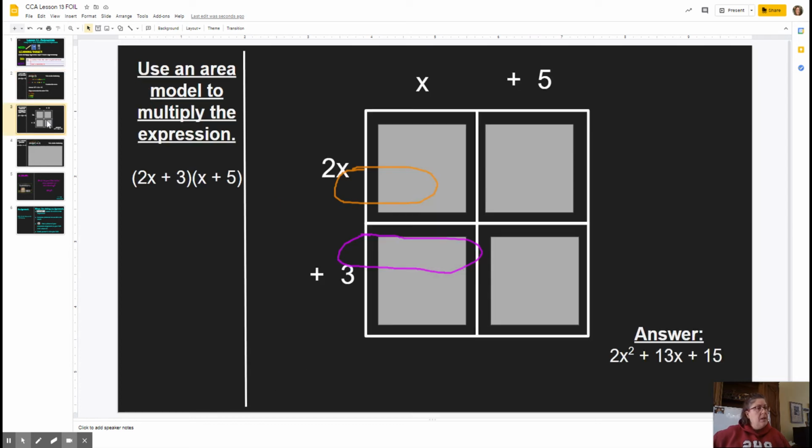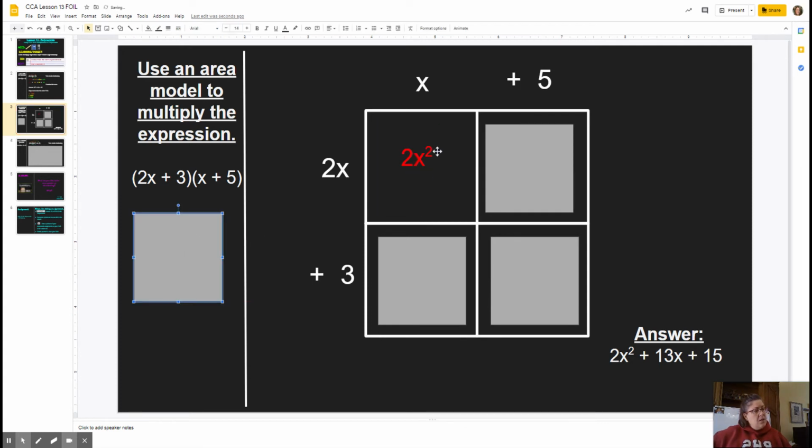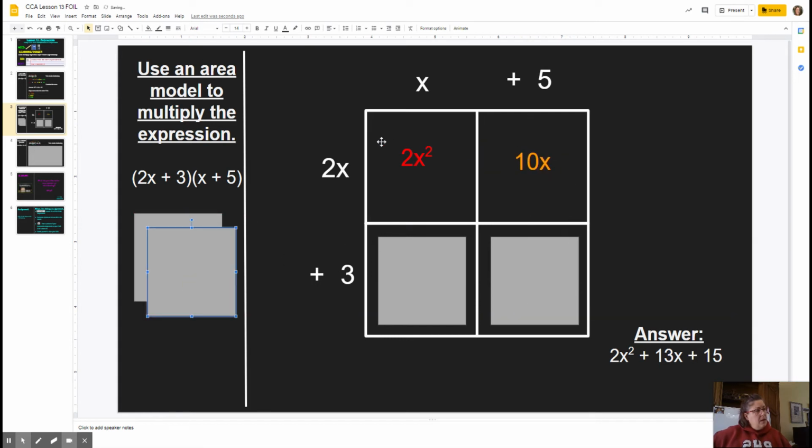All right, so let's go back here. So this is what we did on Wednesday when we did the area models for each of them. And we're going to find the area in each category. So again, 2x times x gives us that 2x squared. Those are the first terms. And then I'm going to do 2x times 5, which is 10x. Those are my last terms.